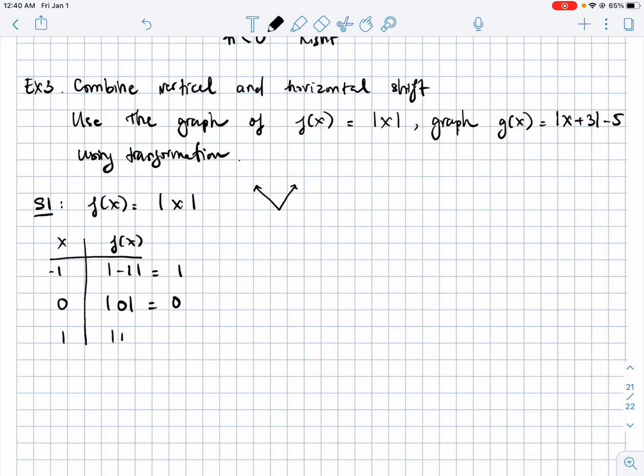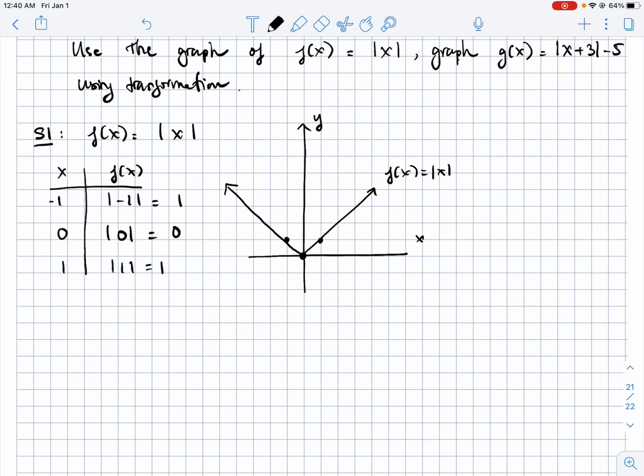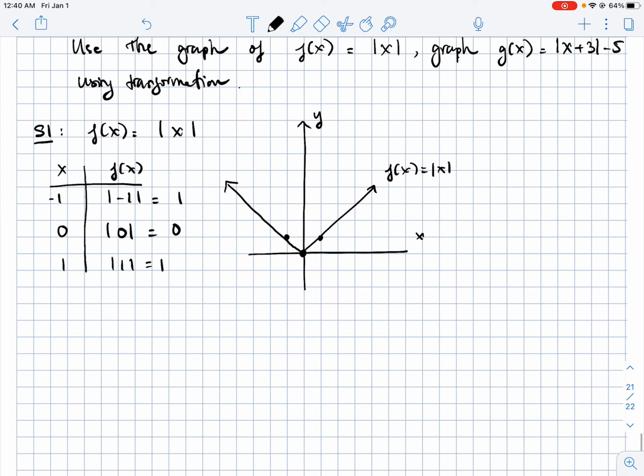Then we put negative 1 into the function, so we get 1. The absolute value of 0 is 0, and the absolute value of 1 is 1. We plot the 3 points on the graph: 0, 0, 1, 1, and negative 1, 1. So we get this graph, and this is the function f of x equals absolute value of x. Now we're going to show the transformation.